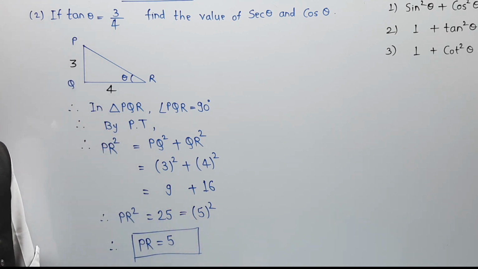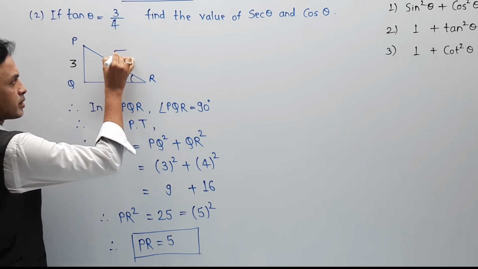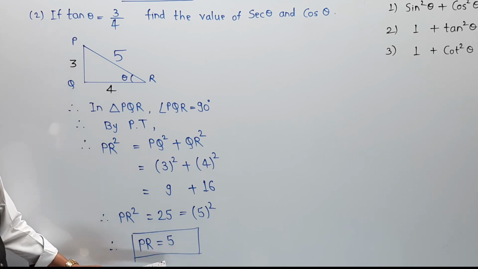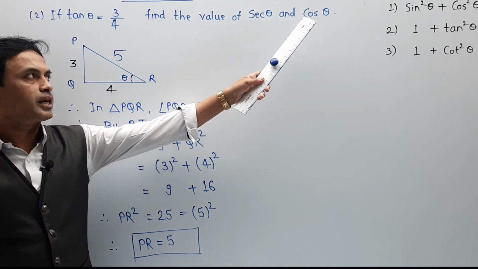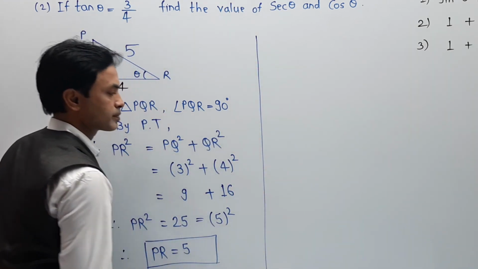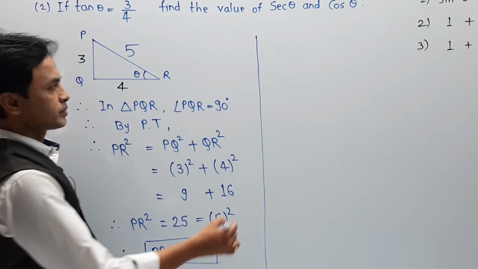And in this way, you are able to get the new unknown value in the diagram, and that is PR, which is 5 after the calculation. Now our target is to find sec theta and cos theta.